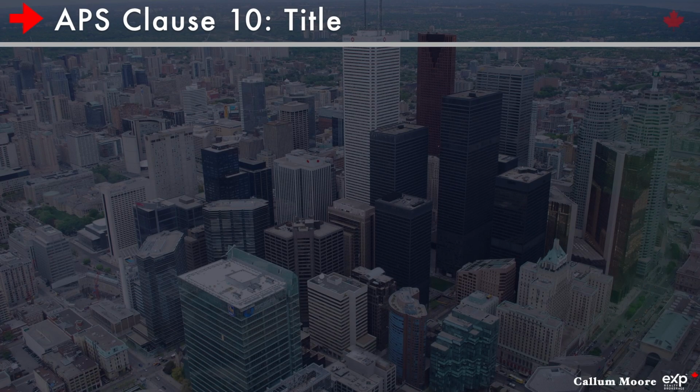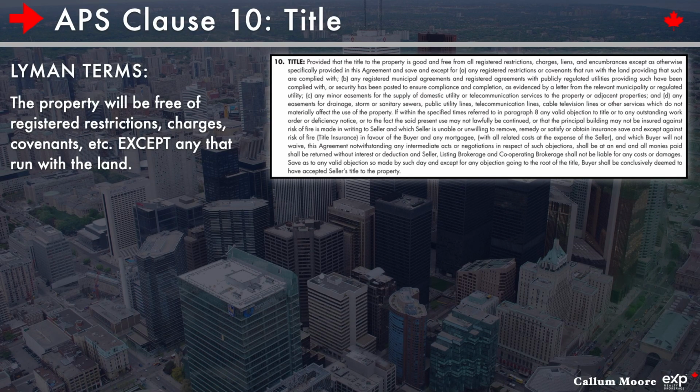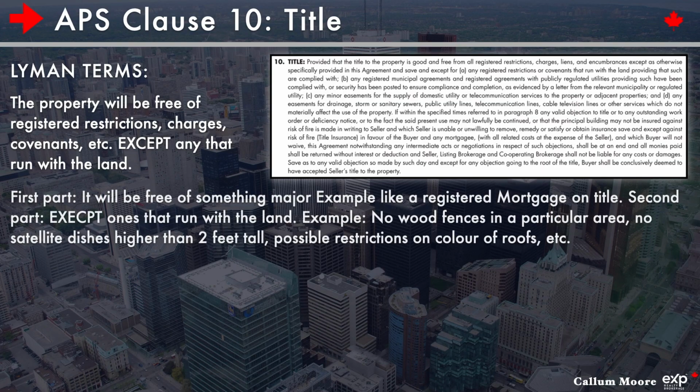Next, clause 10, title, in layman's terms. This is one of the bigger clauses out there, but basically in layman's terms, it means the property will be free of registered restrictions, charges, covenants, etc., except any that run with the land. Right, so the first part means that it will be free of something major. Example, like a registered mortgage on title, and the second part is except ones that run with the land. Example, no wood fences in a particular area, no satellite dishes higher than 2 feet tall, possible restrictions on color of roofs, that sort of thing.